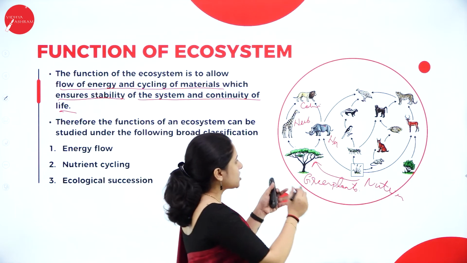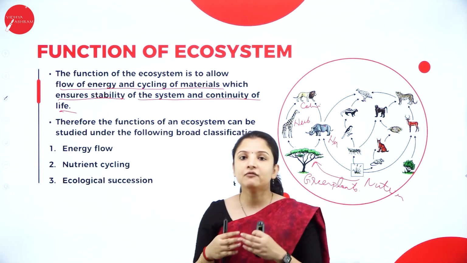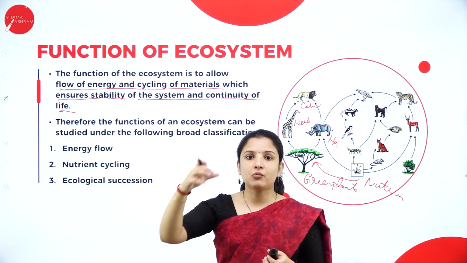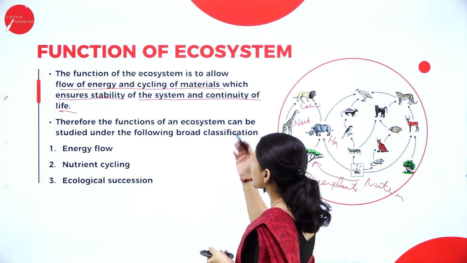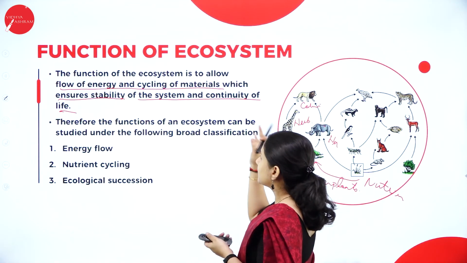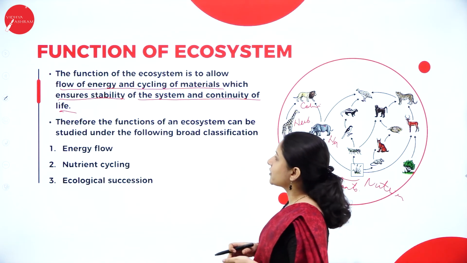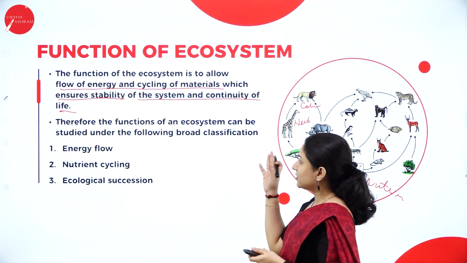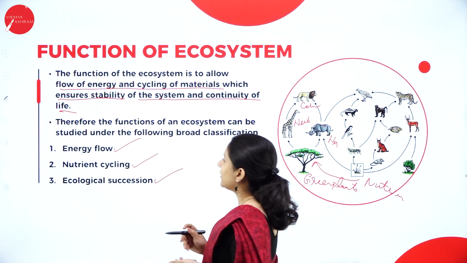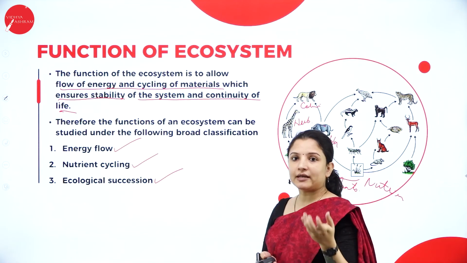So therefore energy is flowing from one organism to another organism. This is the main function of the ecosystem, to make sure that the energy is properly flowing from one organism to another, and also that the nutrients are cycling properly, so that the stability of the ecosystem can be maintained. So the function of an ecosystem can be studied under the following broad classifications: energy flow, nutrient cycling, and ecological succession.